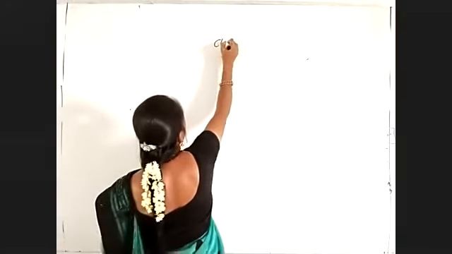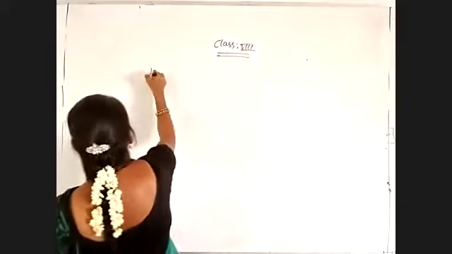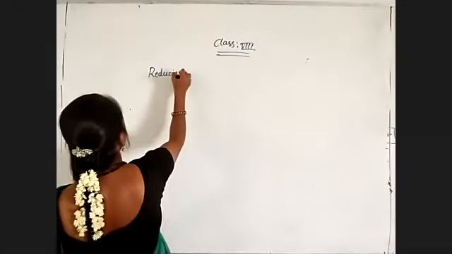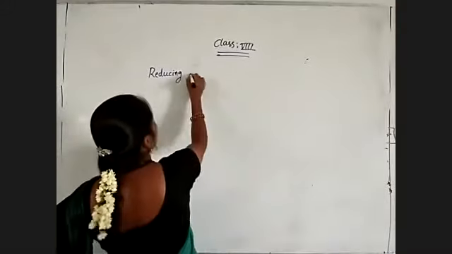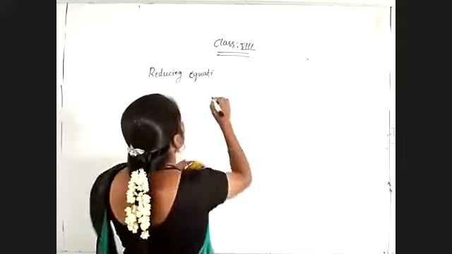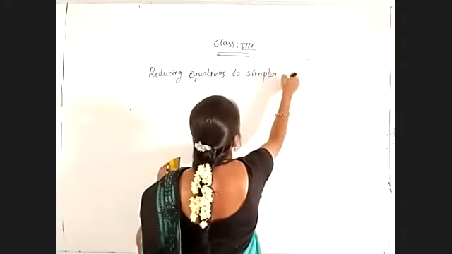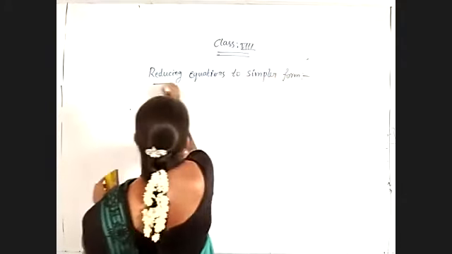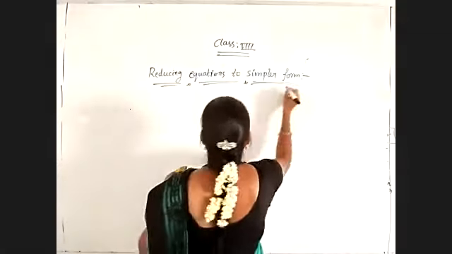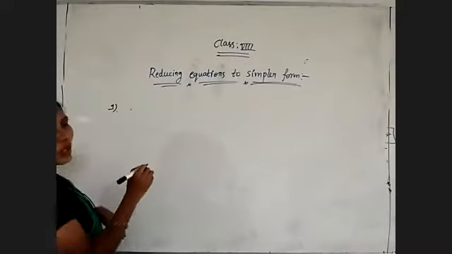So our topic is reducing equations, not only linear equations, any equation, to simpler form. Reducing equations to simpler form. So here, how we are going to reduce the equations? Now my first question is, with the example only I'll explain.